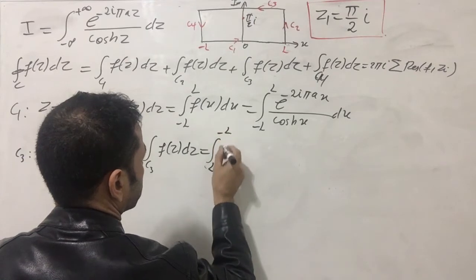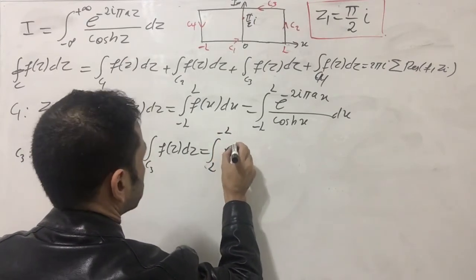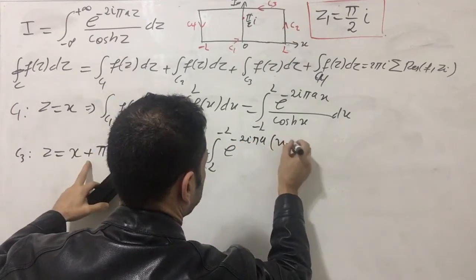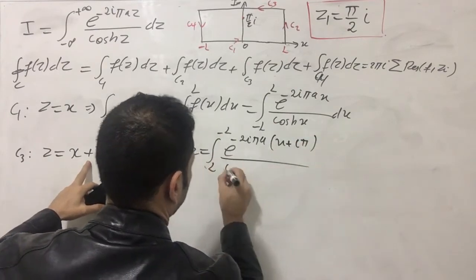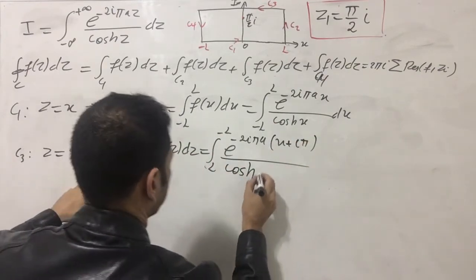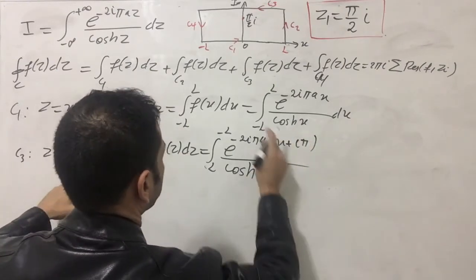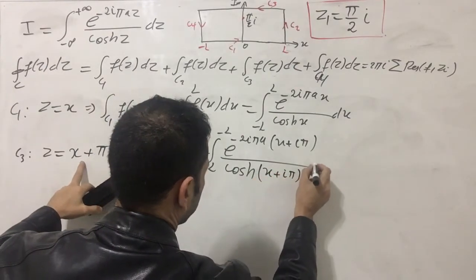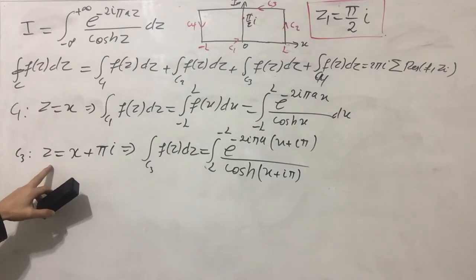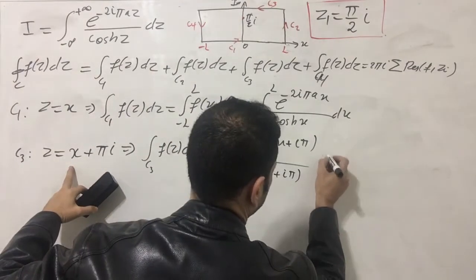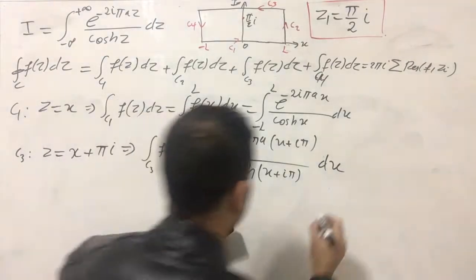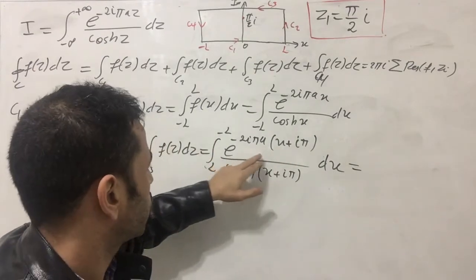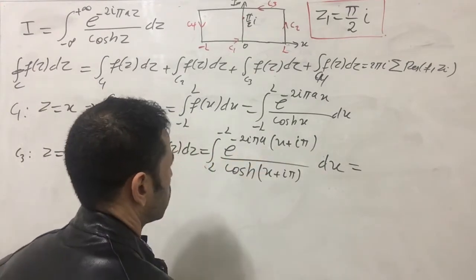from L to minus L of e to the minus 2i pi a, where I replace z with x plus i pi, over cosh, and I also replace z in f of z with x plus i pi. And if I differentiate, dz gives me dx. So what I'm going to do now, I have two parts here, and I'm going to multiply them out.